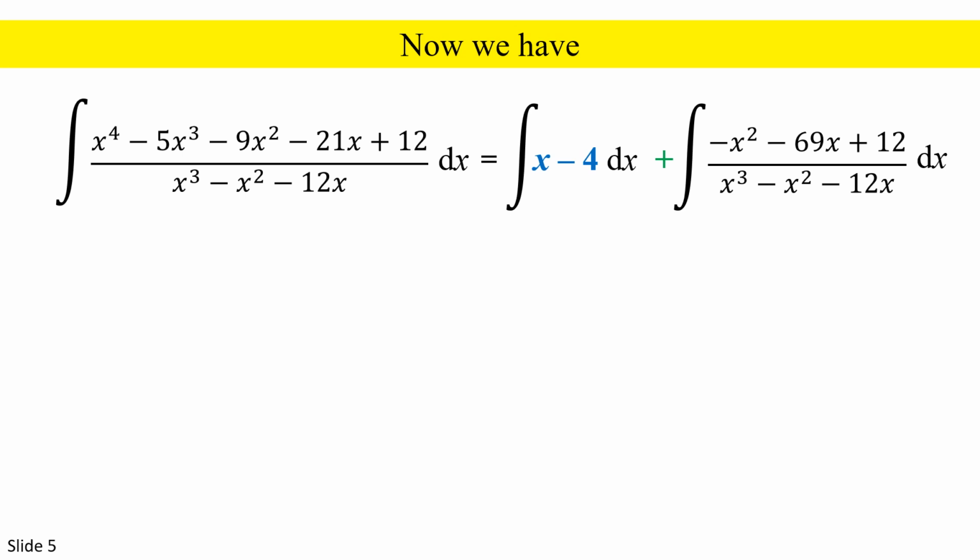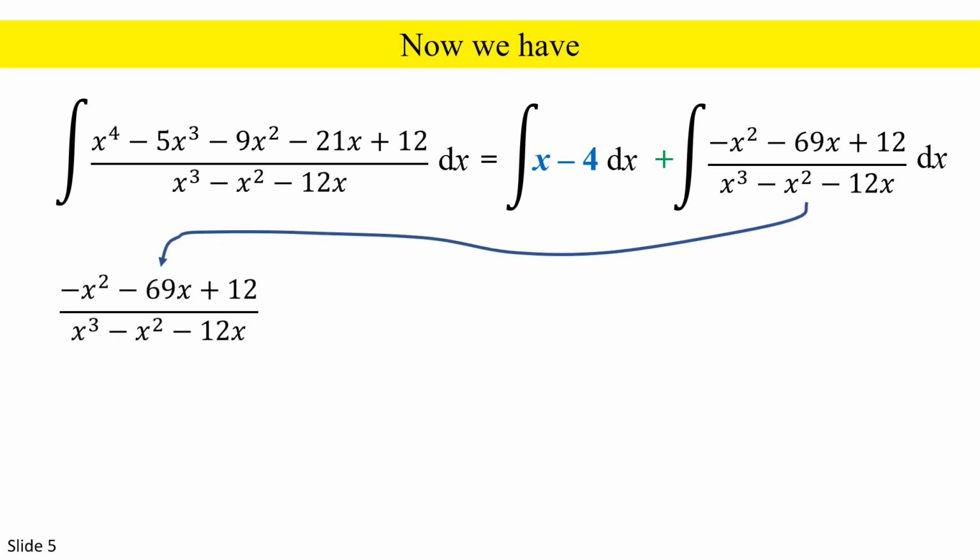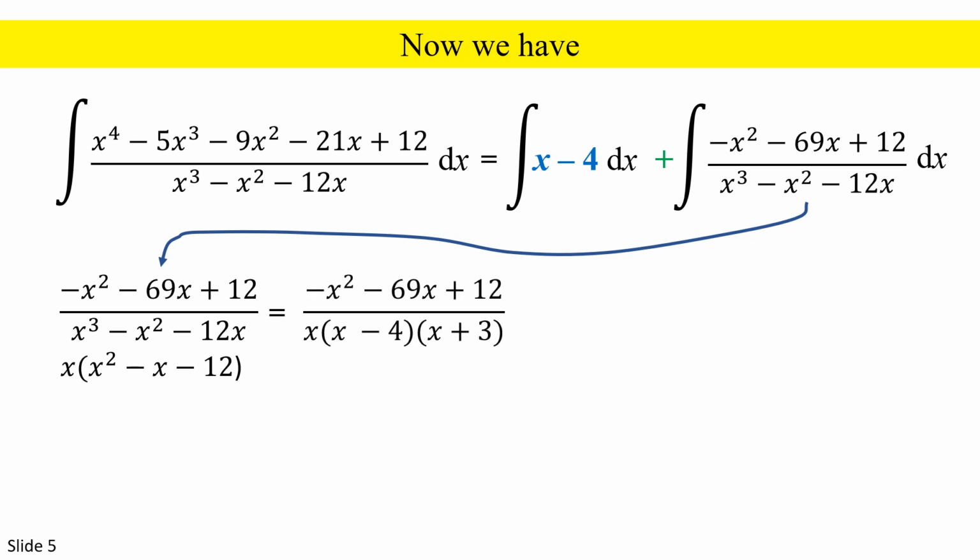So we're going to do just like we did before. We're going to factor the denominator, and continue factoring. Our denominator is now x, x minus 4, x plus 3. So we set it up like this: something over x, something over x minus 4, something over x plus 3. We'll do all the work. I'm not going to show it, but we end up with negative 1 over x, negative 10 over x minus 4, and 10 over x plus 3.